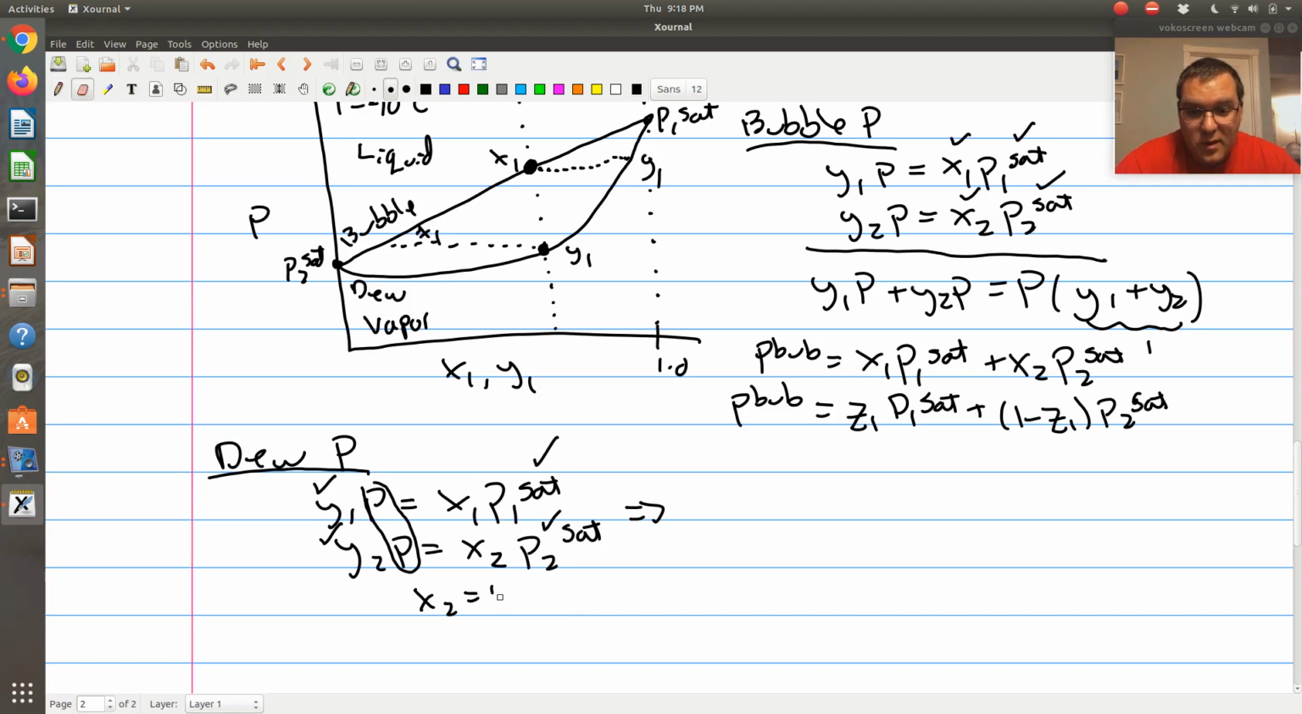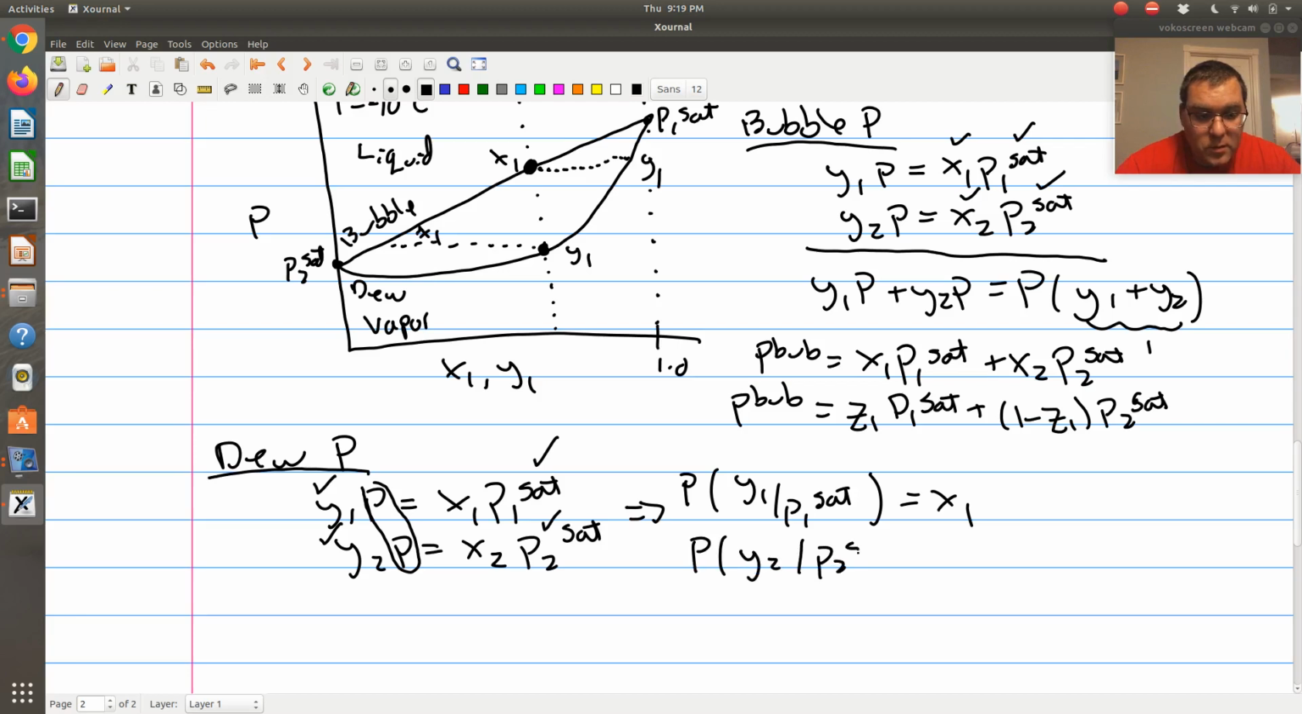But in a dew P calculation, we're going to try and isolate P. And so the trick to do that is I'm going to rewrite this by dividing the left-hand side by P1 sat, and dividing the left-hand side by P2 sat. This is P times y1 over P1 sat is equal to x1, and P times y2 over P2 sat is equal to x2.